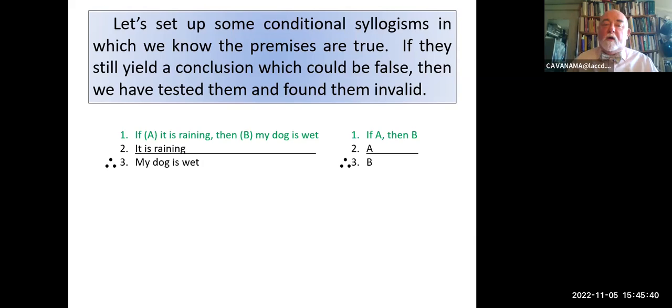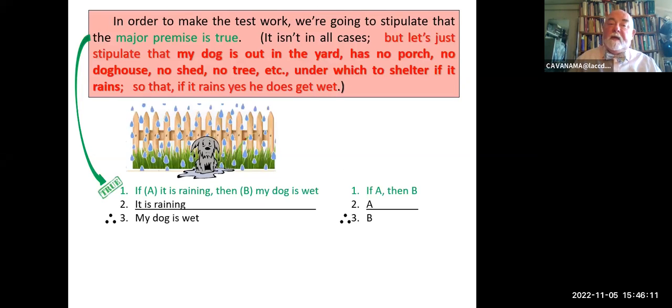So let's say, if it is raining, then my dog is wet. The antecedent is it is raining, and my dog is wet is the consequent. There's my conditional statement. Then in the minor premise, I'm going to assert the antecedent, it is raining, and I'm going to conclude the consequent. We can formalize that on the right-hand side without all the words. We just say if A, then B; A; therefore B. The abbreviated form on the right is exactly the same form as the more elaborate verbal form on the left. Now, in order to make this test work, we're going to have to stipulate that the major premise is true.